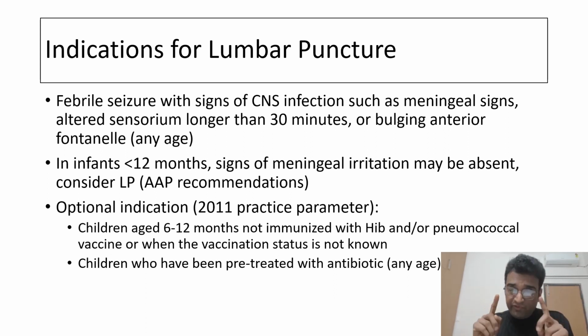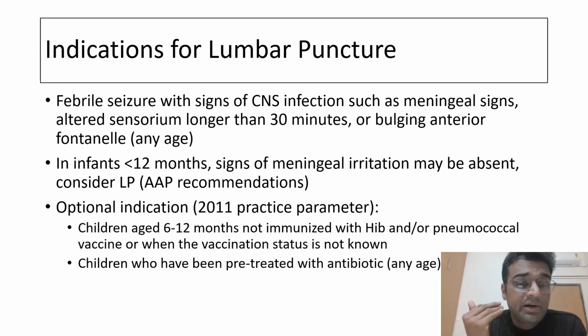That means in infants with febrile seizure, you might have to consider lumbar puncture, especially in children between 6 months and 12 months who are either not immunized with Hib and pneumococcal vaccines or when the vaccination status is not known. The second important thing is if the child has already been pre-treated with any antibiotic before coming to your center. These are two important indications in which you might have to consider that the child could be having meningitis. But please remember that the chances of meningitis are very, very low.